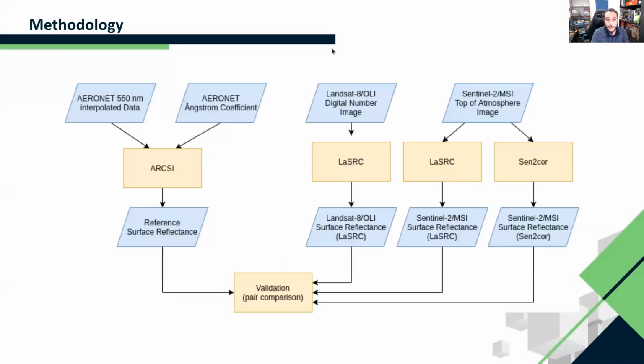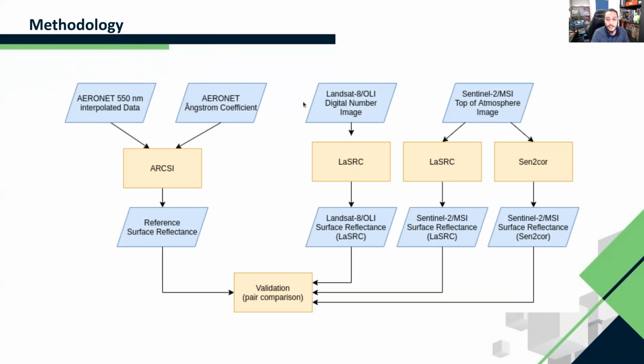So the first step was to interpolate the AERONET data to 550 nanometers, and alongside the Angstrom coefficient, which is also provided with the AERONET data, we used both as input in the ARC-SI software to generate a surface reflectance reference that would be compared to the generated surface reflectance products.